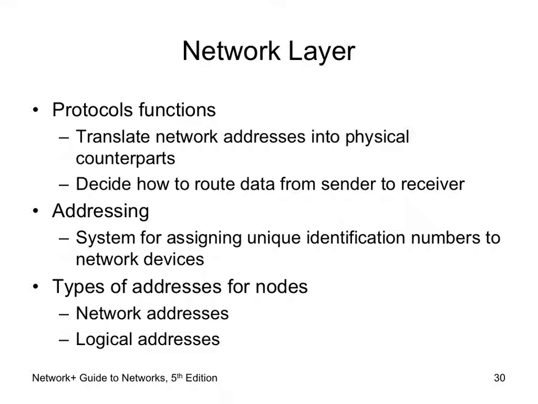But the addressing is a system for assigning unique identification numbers on a network. Okay, so every network device from switch to hub to router is going to have a network address, as well as your computer is going to have your IP address, which has been given to you by the DHCP server. So types of addresses for nodes would be network address and logical address. Okay, network addresses are for devices like switches, hubs. Your logical addresses are going to be what's on your computer NIC card.